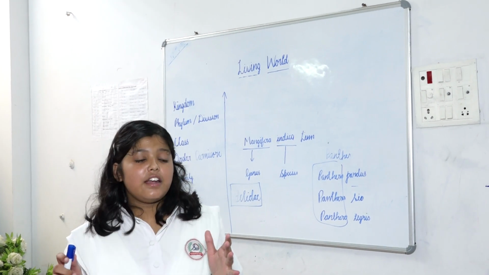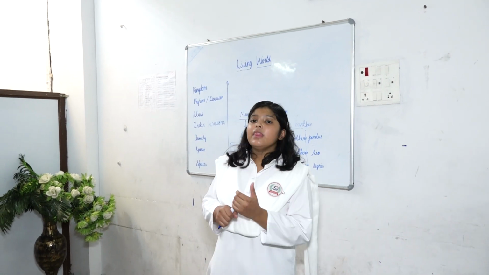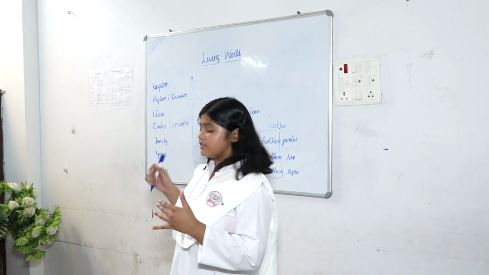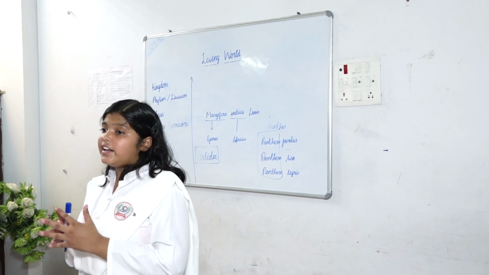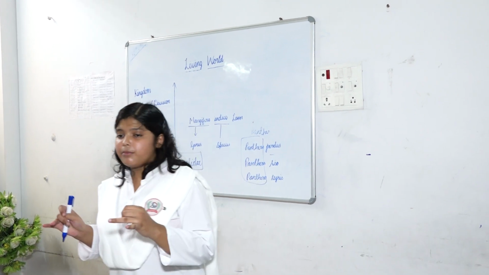Are you understanding or not? Are you getting it? So as we have reached the order, now let us talk about the class. What is a class? A group of closely related orders is known as a class. Just take an example, okay?